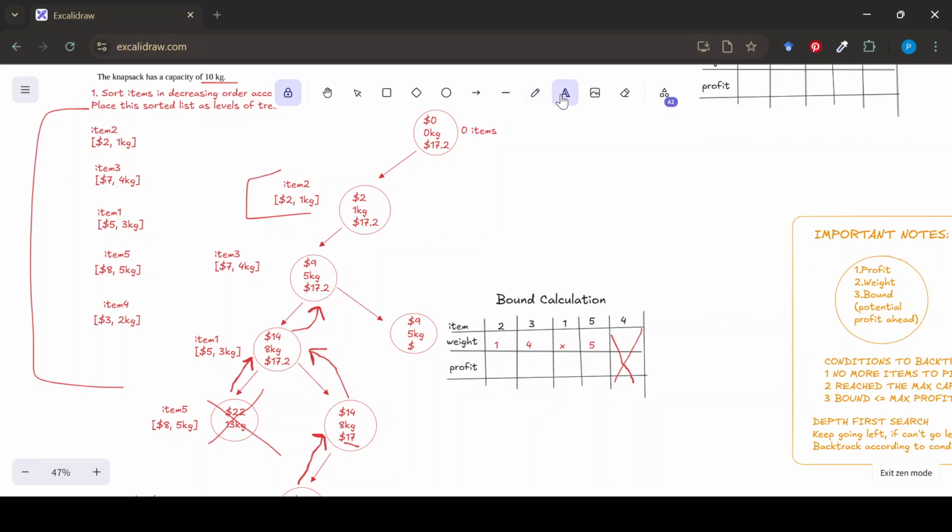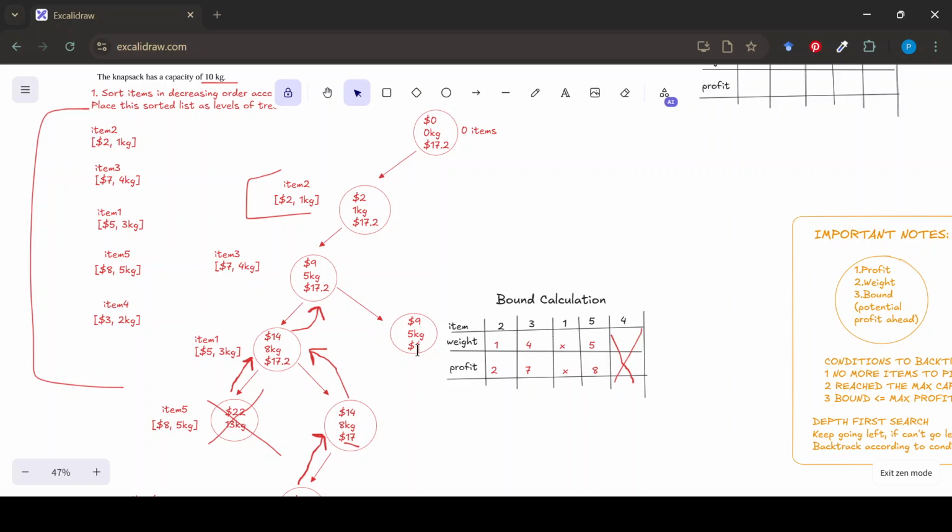So let's find our profit. Our profit will be 2 plus 7 plus, item 1 we will not consider, and item 5, 8. So my bound is 17.